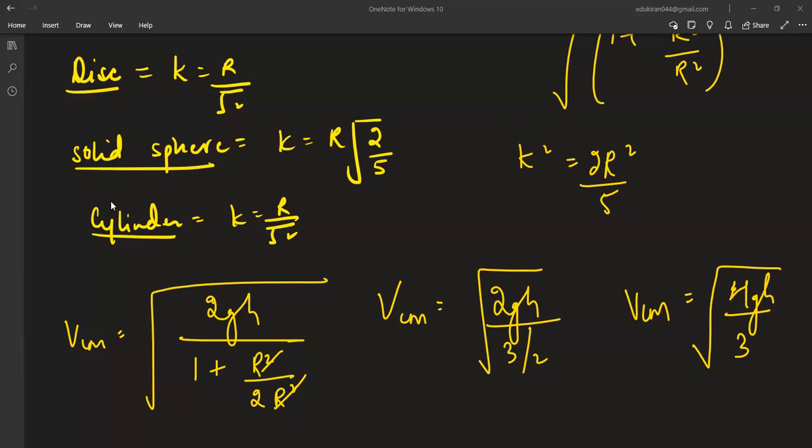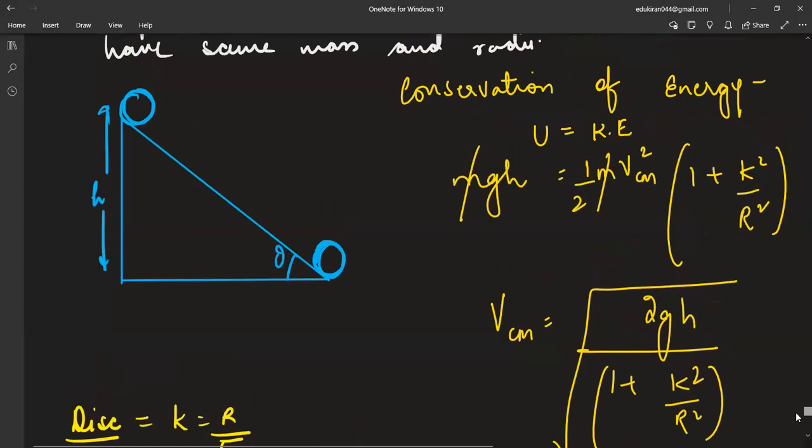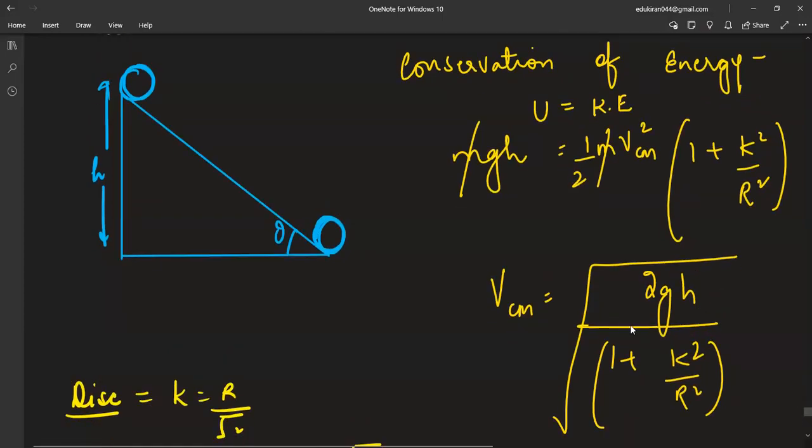So disk and cylinder will be the same. You have to choose among these two, disk or cylinder, and solid sphere. That you can solve by yourself. Let me know what's the answer coming, but you will use this basic formula. Note it down. Let us have an introduction of gravitation also. Still we have time right now.